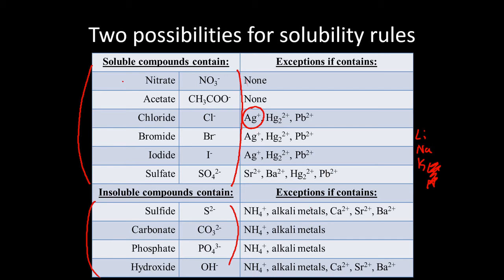And then there's a few other exceptions for these. So the sulfide has a few extra exceptions, and the hydroxide has a few extra exceptions. But the main exceptions there are ammonium and the alkali metals. So when we are trying to determine if a molecule will dissolve in water or not, we're just going to go to this table, find the anion in the molecule, see if it's one that is generally soluble or generally insoluble, and then check to make sure that it's not paired up with an exception.